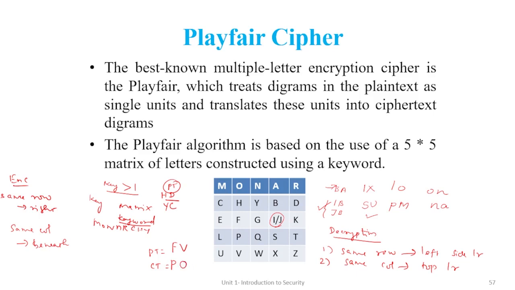In this way, we can do the decryption also. If you want to go to the left side value for decryption, and there is no immediate left side value, you should write the same row's last value as the given plain text. So this is the way the Playfair cipher works.